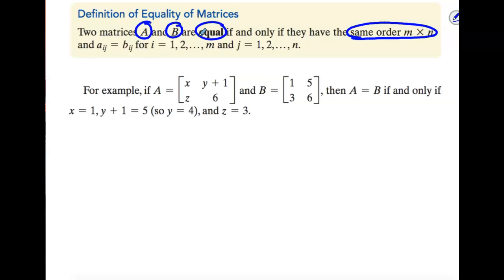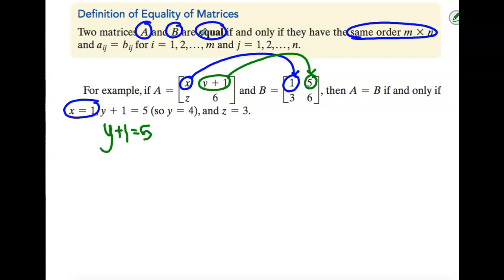Here's an example. We have matrix A, and an element in matrix A is unknown as X. If these two matrices are equal to each other, you can go over to its row and column that matches up, and that X would equal 1. The second element, Y plus 1, corresponds to the element of 5. So Y plus 1 equals 5, and you would solve it. You would subtract 1 from both sides, and you get Y equals 4.